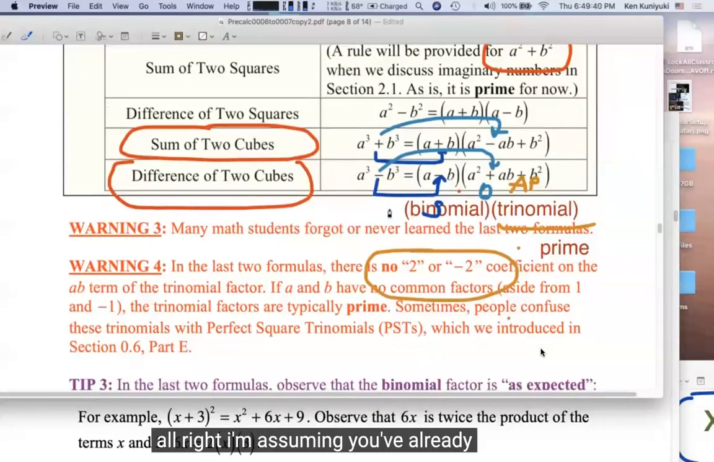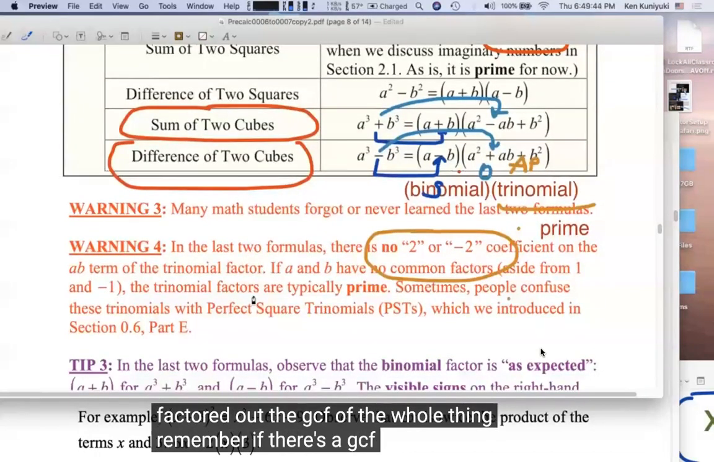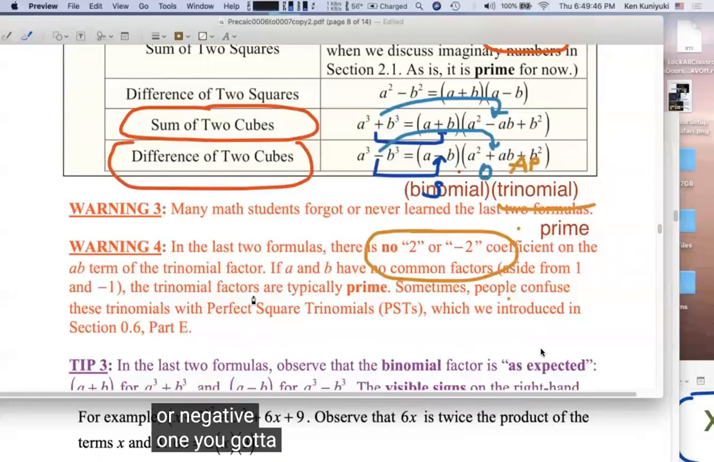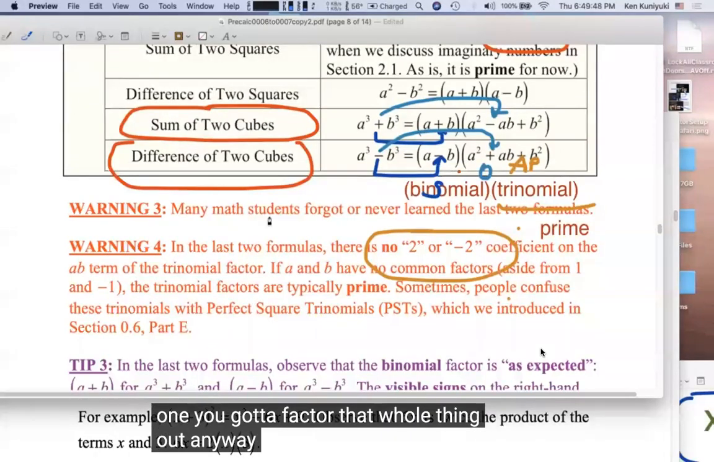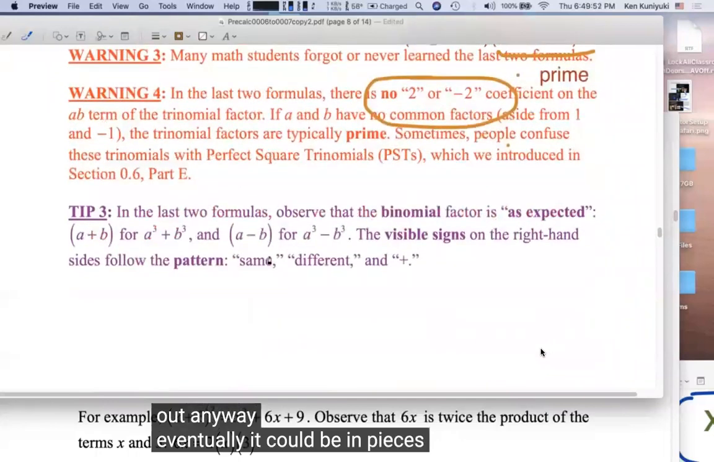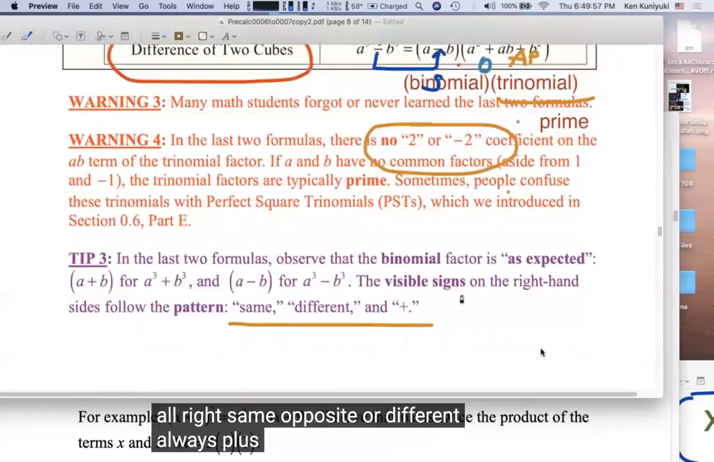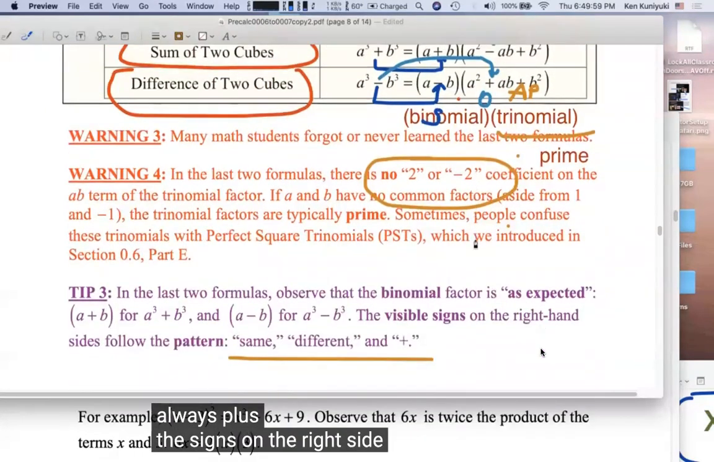All right, I'm assuming you've already factored out the GCF of the whole thing. Remember, if there's a GCF that's not 1 or negative 1, you got to factor that whole thing out anyway. Eventually, it could be in pieces. All right, same, opposite, or different, always plus. The sign's on the right side.